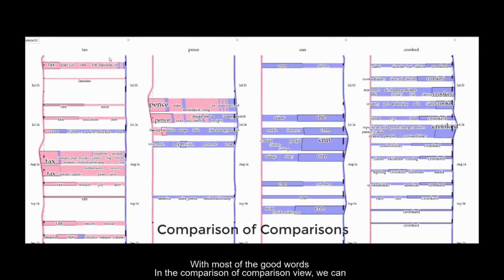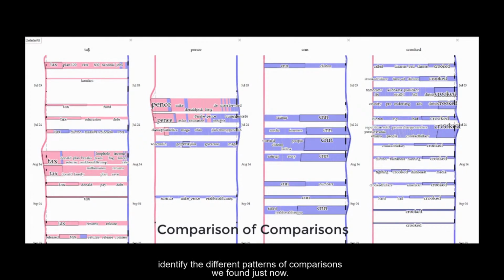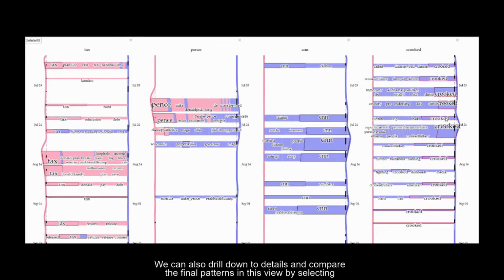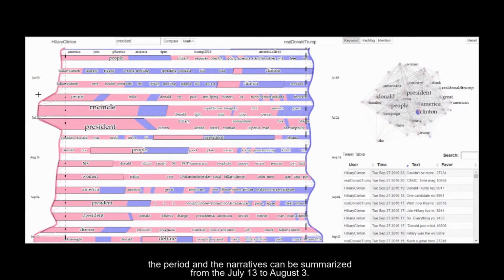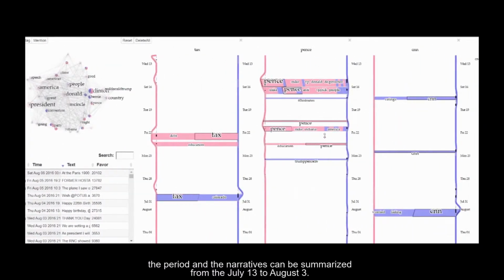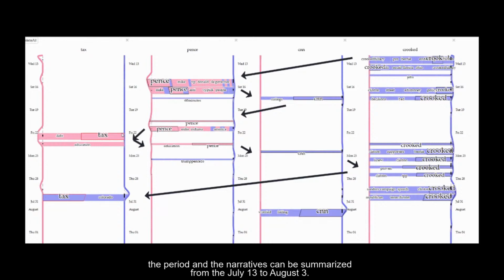In the comparison of comparison view, we can identify the different patterns of comparisons that we found just now. We can also drill down to details and compare the final patterns in this view by selecting the period. The narratives can be summarized from July 13 to August 3rd. Trump and Clinton's attack and defense happen in interesting time patterns.